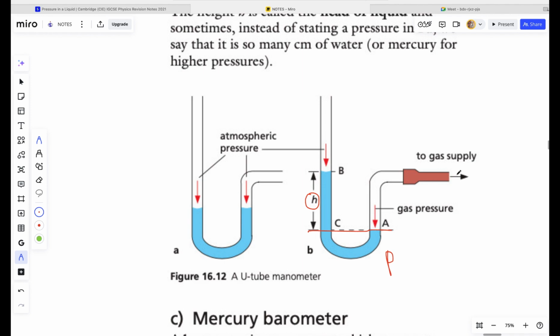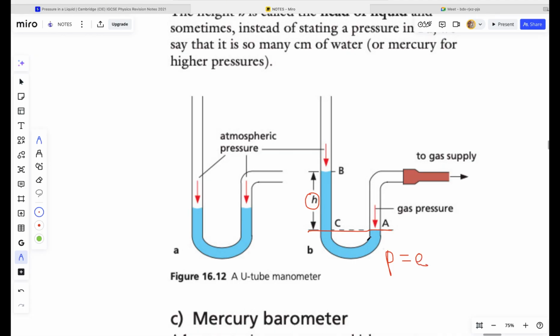How much pressure is in this gas is determined by how much this gas pushes this liquid to create a height difference, a difference in height between this part connected to the gas, and this part that is not connected. So there will be a height. Remember, pressure is rho g h, density times gravity, density of the liquid.